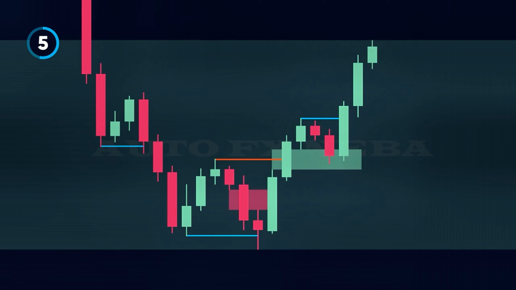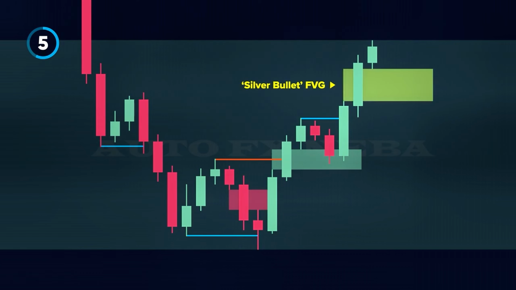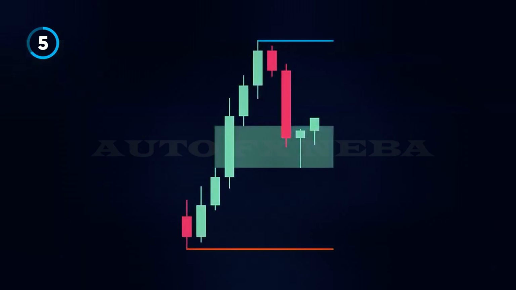When a reversal like this occurs, the first fair value gap to form afterwards is what is commonly known as the silver bullet. This is because it is the highest probability fair value gap that the market can offer. So this is what we will use to enter our long trade. And now we can switch back to the 4-hour time frame with the confidence that this 4-hour fair value gap has been respected based on the confirmation of the 15-minute trend reversal.